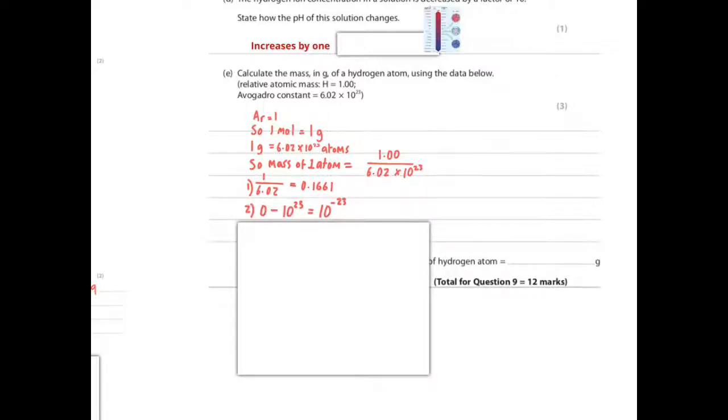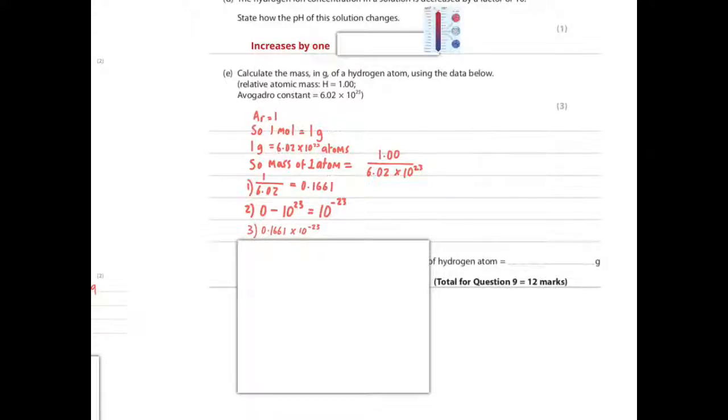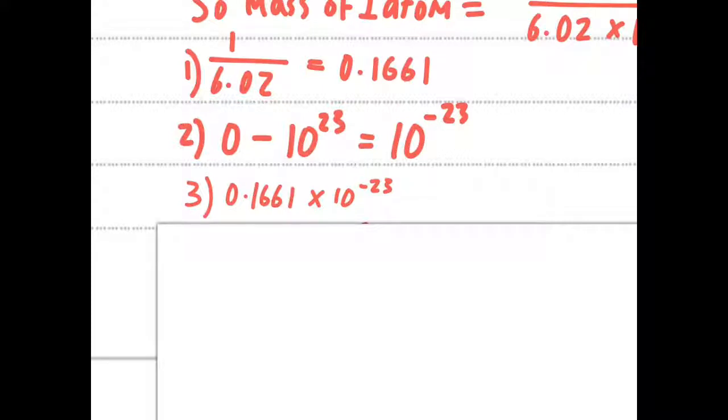Now, when you're dividing powers, you subtract them. So now we're dealing with the powers. But remember, there is no power here, so it's 0. So 0 minus 23 equals 10 to the power of minus 23. So what we've got here is the answer would be 0.1661 times 10 to the minus 23.